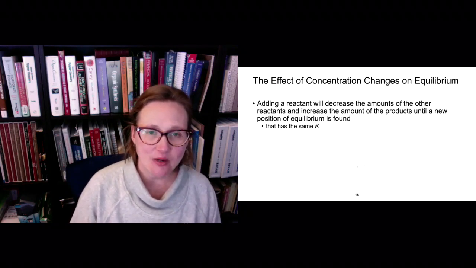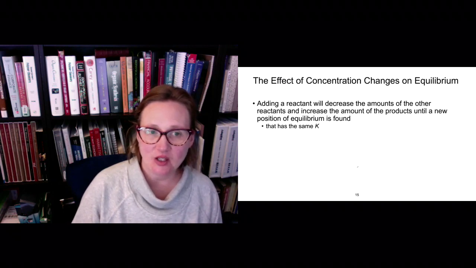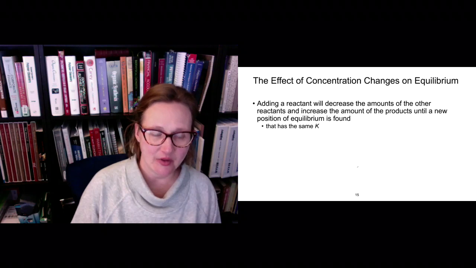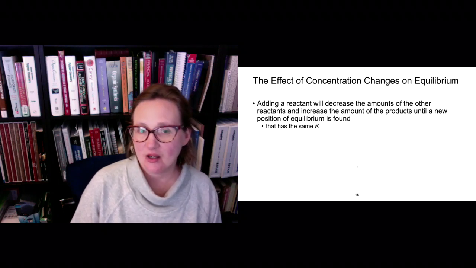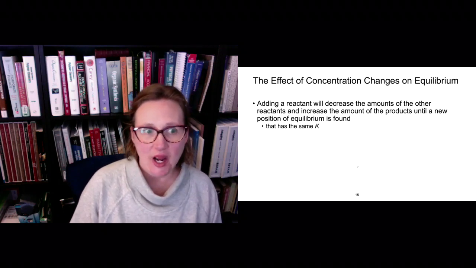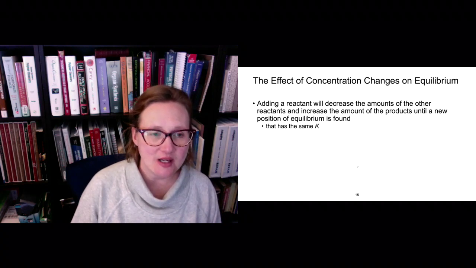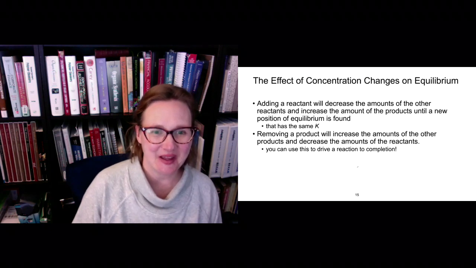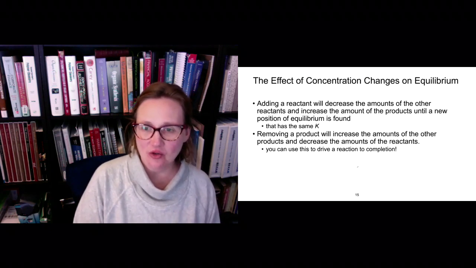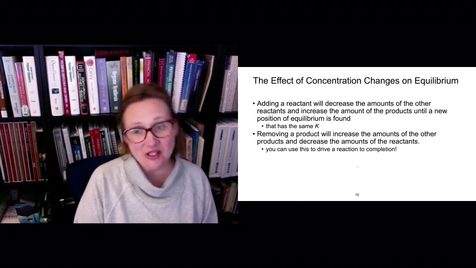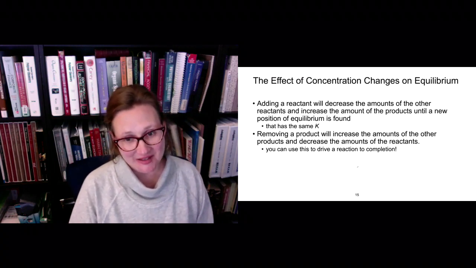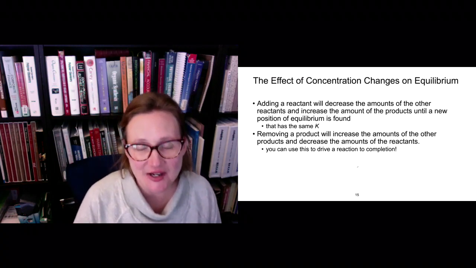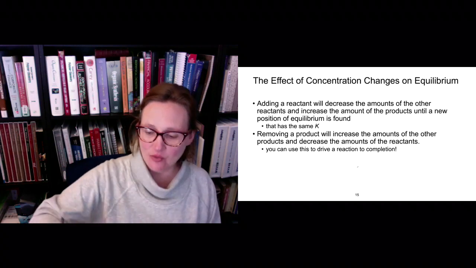All right, so adding a reactant will decrease the amounts of the others and increase the amount of products until that equilibrium is restored. That is because the value of K must remain the same. So removing a product will increase the amount of products and decrease the amount of reactants.